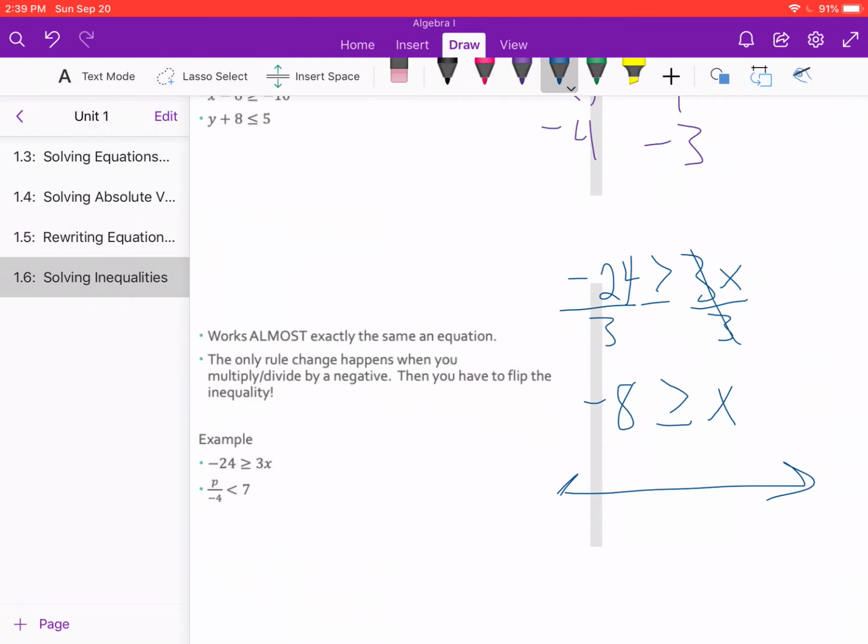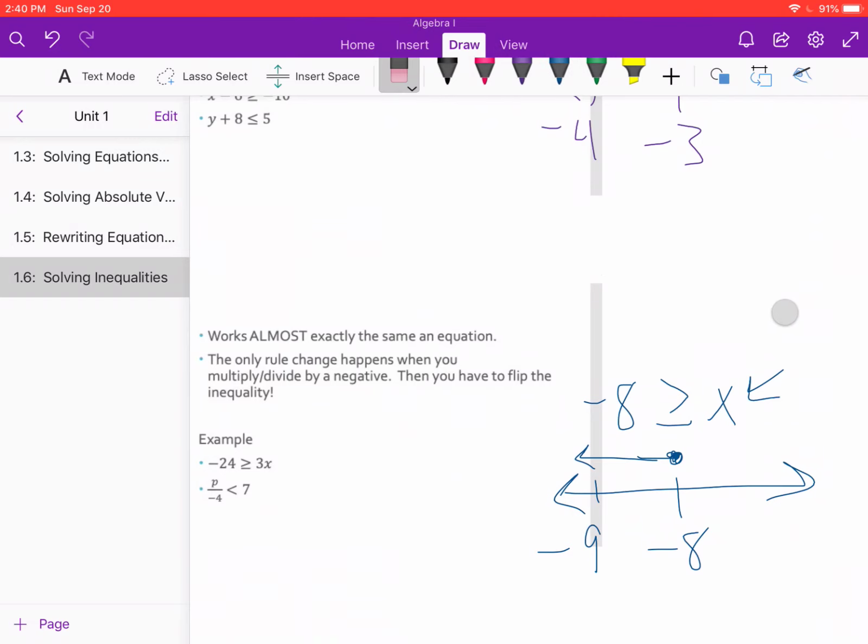To graph it, we take the number line, put down negative 8, and pick a number. Let's pick negative 9, which I know is right here. Let's put it in for x. Negative 8 is greater than or equal to negative 9. That is true, so I know my arrow is going to point toward negative 9, but the thing I forgot is open or closed. Since we have the equal to, this one is a closed circle. Go in that direction.